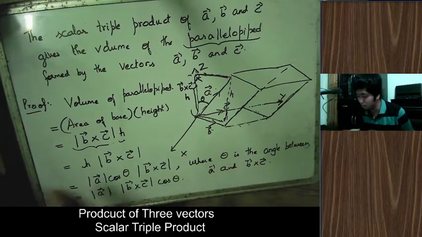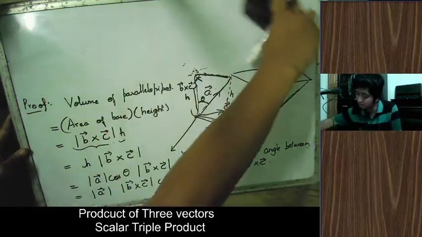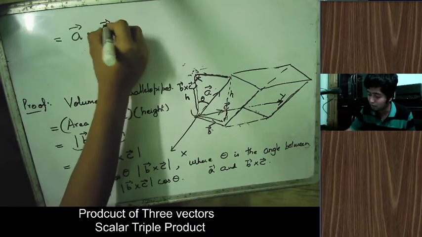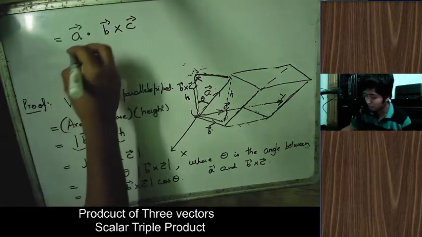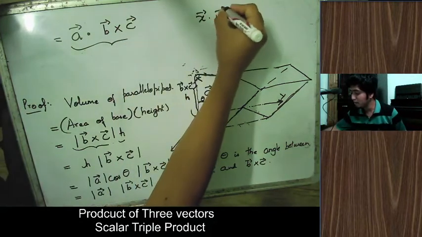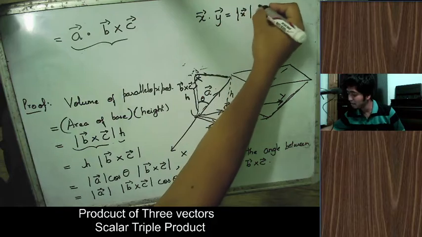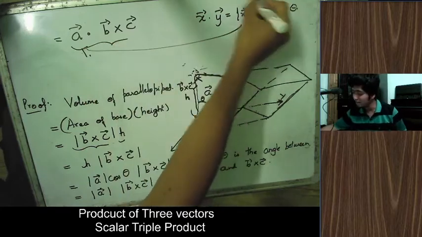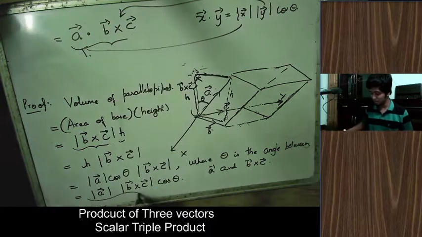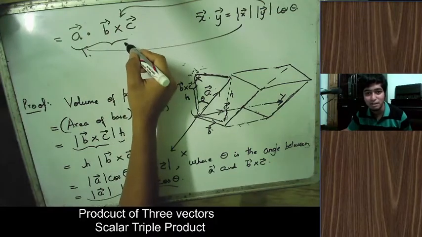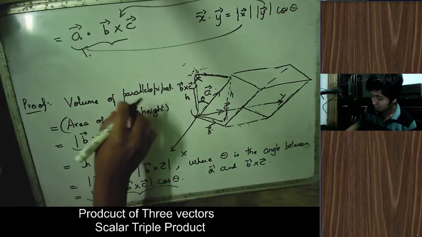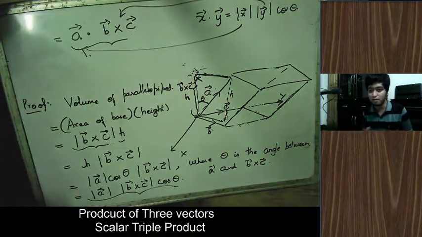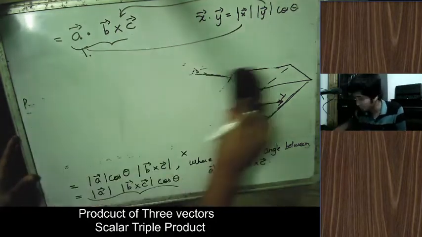Okay, theta is the angle between A and B cross C. So we are done actually. This one, we can express as A dot B cross C. Because if you remember, x dot y, you can write it as magnitude x, magnitude y, cos theta. So instead of x, you have A, and instead of y, you have B cross C, so this quantity will be equal to A dot B cross C. I hope that is clear. So always remember that the volume of a parallelepiped is equal to the scalar triple product of A, B and C. That is very important.